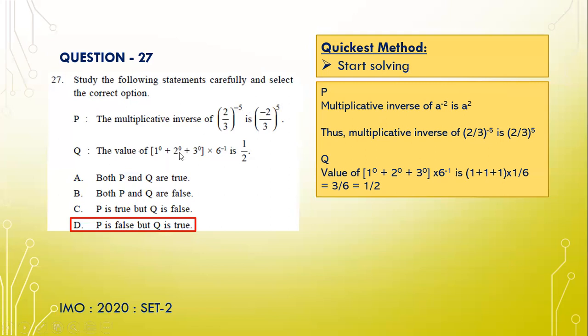The value of 1 raised to 0 plus 2 raised to 0 plus 3 raised to 0 into 6 raised to minus 1 is. So 1 raised to 0 is 1, 2 raised to 0 is 1, 3 raised to 0 is 1. Anything raised to 0 is 1, isn't it? So 1 plus 1 plus 1 into, what is 6 raised to minus 1? It is 1 upon 6, isn't it? A raised to minus 1 is 1 upon A. 6 raised to minus 1 is 1 upon 6. So this is 3 upon 6. And what is 3 upon 6? 3 upon 6 is half. So P is false and Q is true.